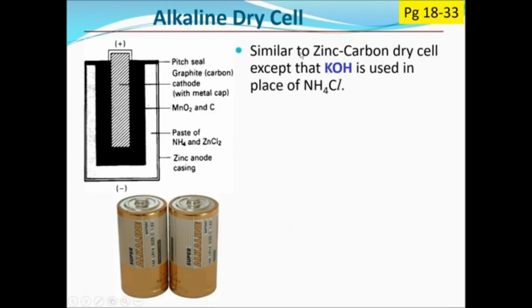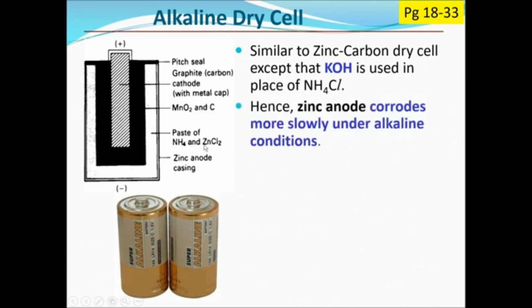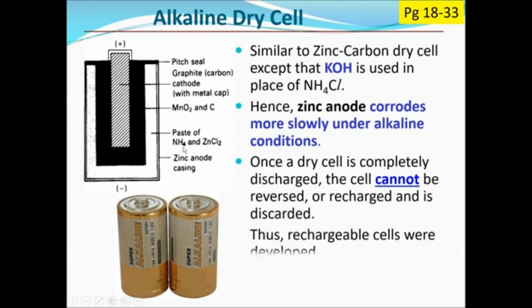As an alternative, and what we are using more day to day, it will be the alkaline cell, dry cell in that sense, where we try not to use a paste, but some potassium hydroxide instead of the ammonium chloride scenario in zinc carbon. So in this case, because of the hydroxides, you can imagine that the corrosion is actually much slower. But once it's completely discharged, it also cannot be reversed or recharged. So we go on to the next stage of developing rechargeable batteries or rechargeable cells.